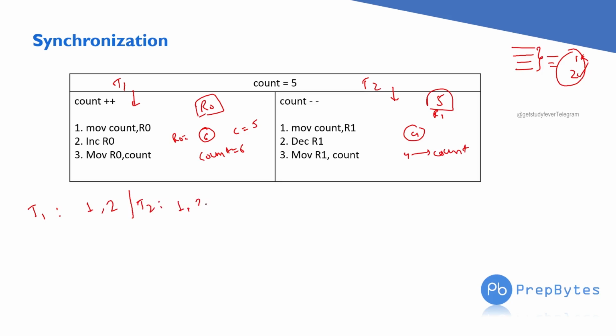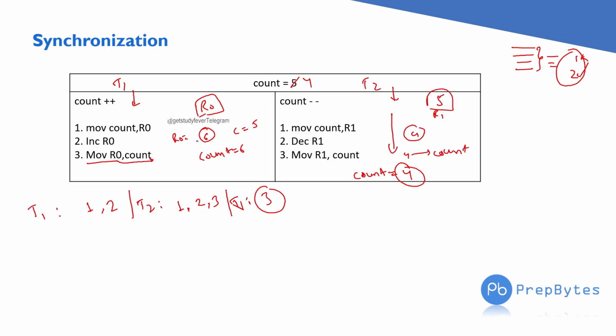Now T2 does all the 3 steps. The count value is currently 5, so 5 will go to R1, it will be decremented, and it will be written back to count. So the count value now becomes 4. For T2 the count value is 4 and it has completed all its steps, so it exits. Now T1 is still remaining, so it simply performs the last step.